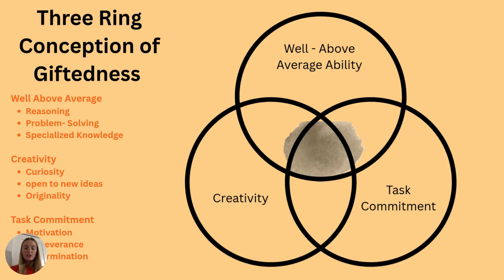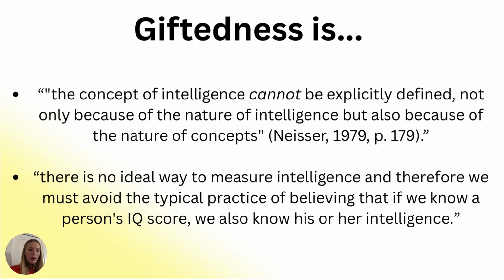This is determination, perseverance to get through a task. They're motivated. And when we get all three of these together, that's where the gray part is on the Venn diagram. That is giftedness. And let's go to the next slide where it talks about what giftedness is.